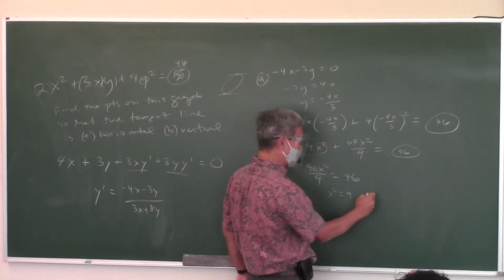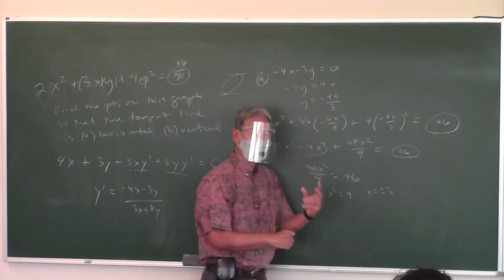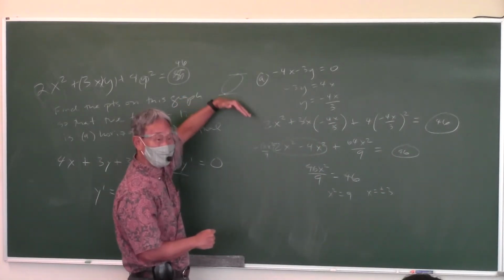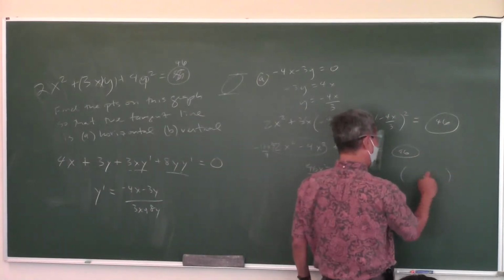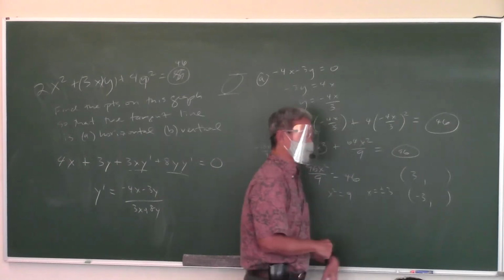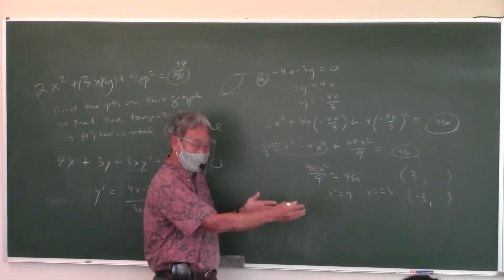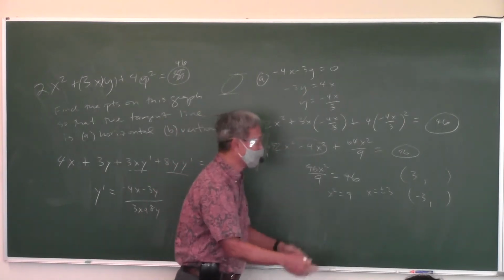So if x squared equals 9, what is x? Plus or minus 3. So these are the 2 points where the tangent line is horizontal. I remember on previous quizzes, some of you are not giving points. If it says find the points, you have to give x and y coordinates in parentheses.